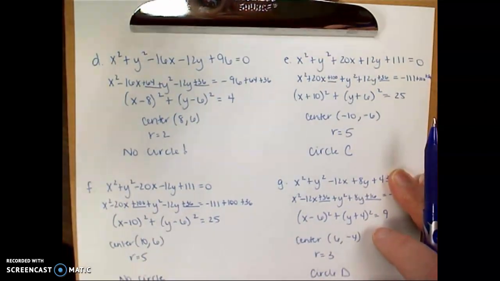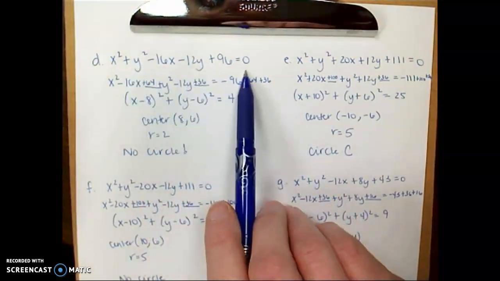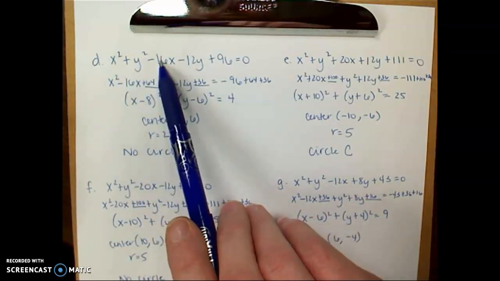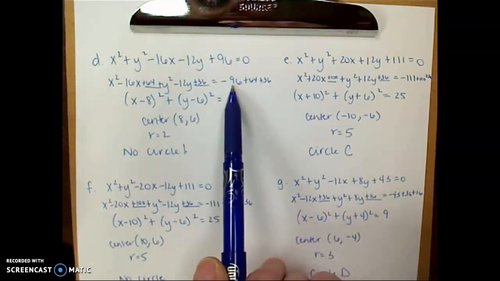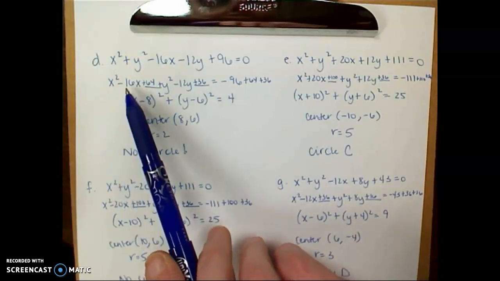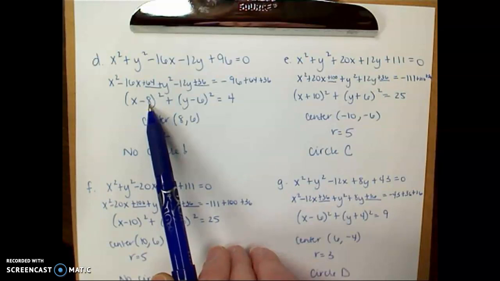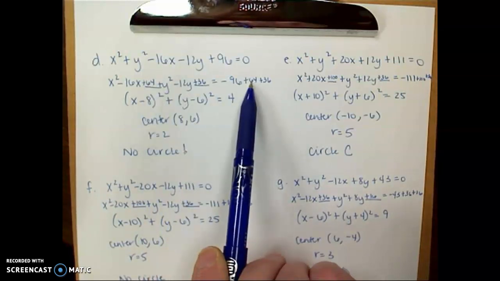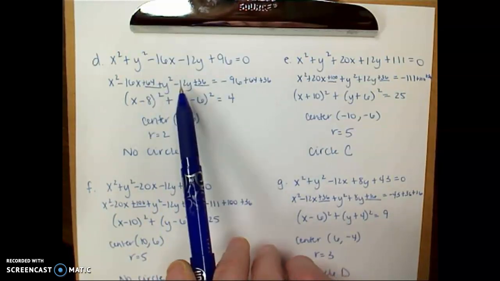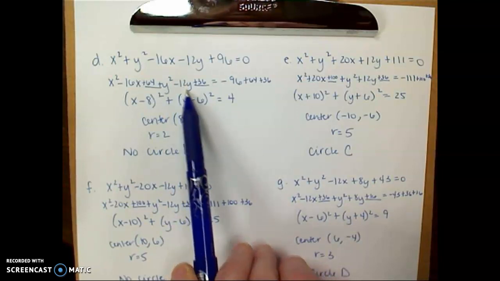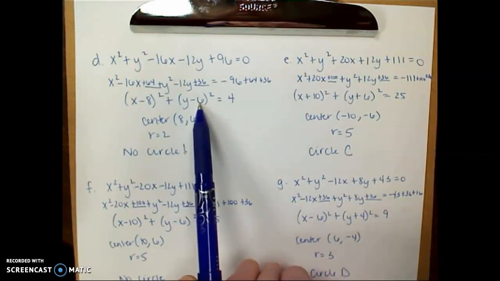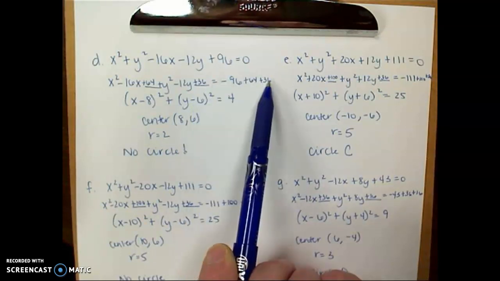Okay, so in choice D, this was your general form of the equation. When you group your x's, your y's, and put your constant on the other side, half of your b is negative 8. That's this number. But negative 8 squared is positive 64, and you add that to both sides. Half of your b on your y's is negative 6. That goes here. Negative 6 squared is positive 36. That goes here and here.